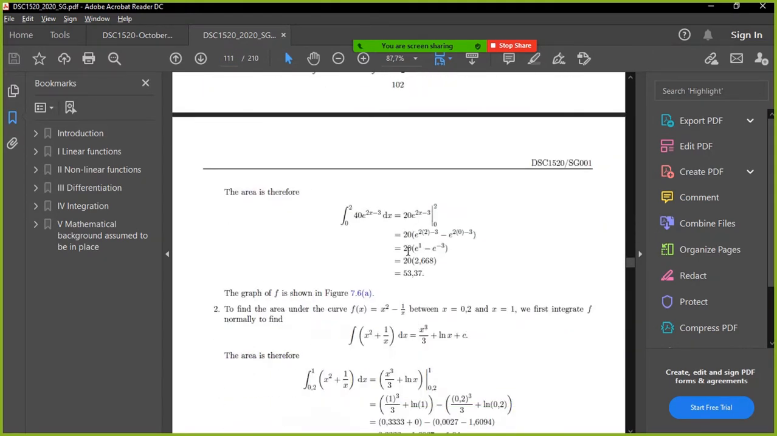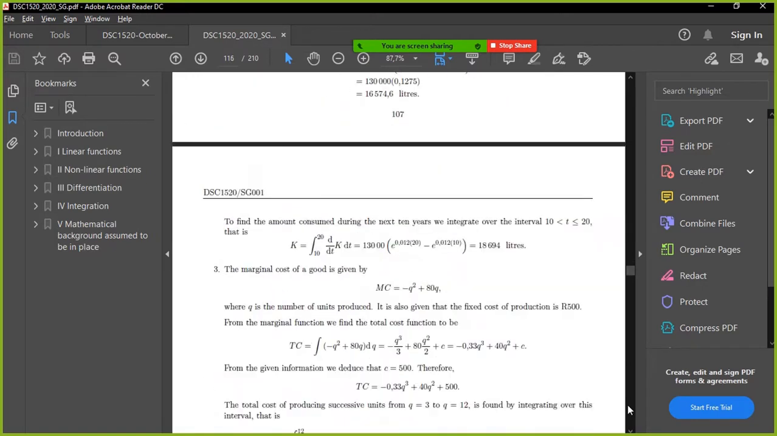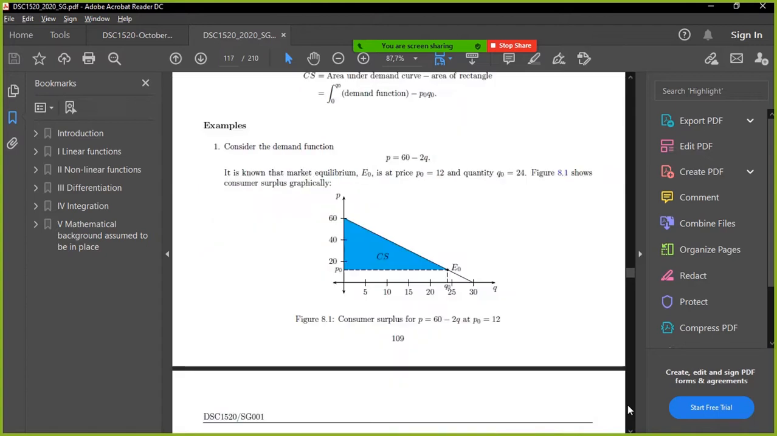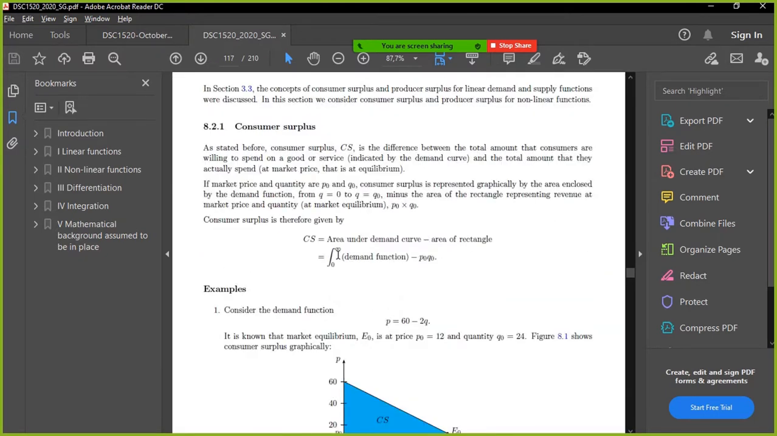Possibly, scroll down a bit. Oh, this is still 103. Yeah, there, 108. Yes, there we go. I think the next page. No, this is surplus, consumer surplus.